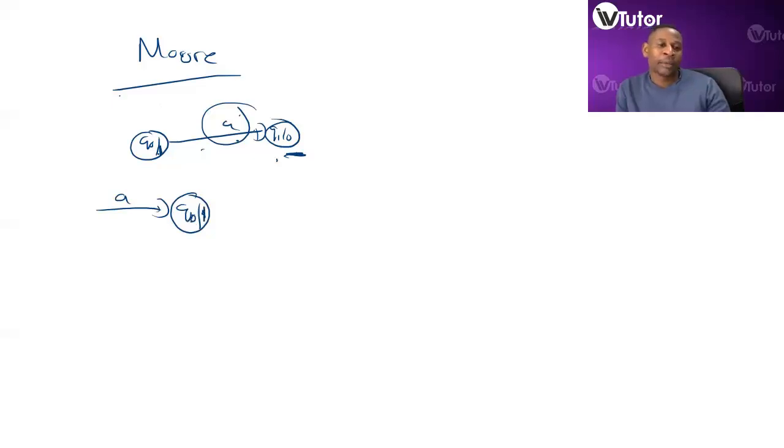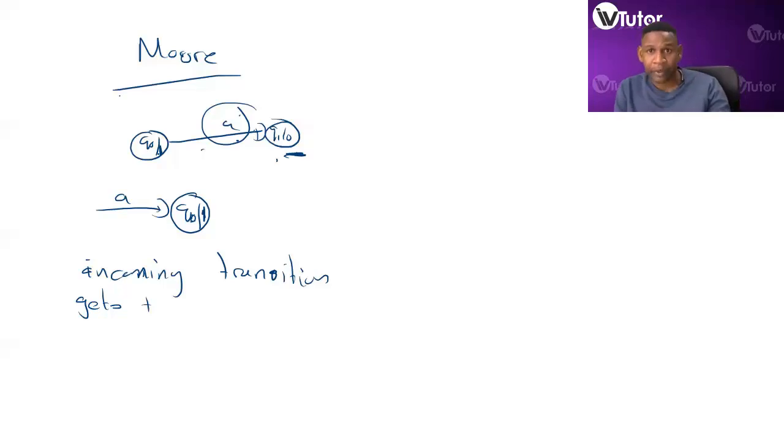So we say that the incoming transition gets the, or let's rather put it this way. Let's rather put it this way. State gives output to incoming transitions.